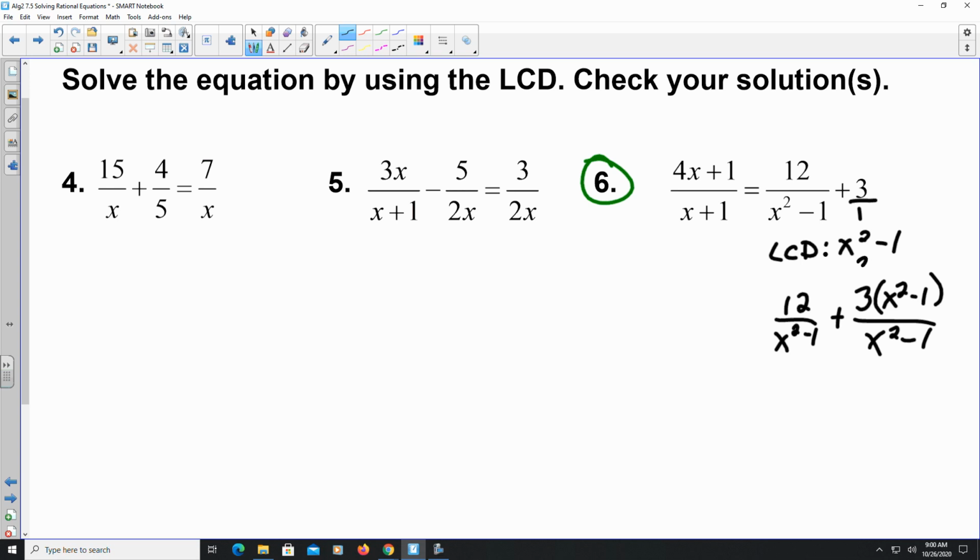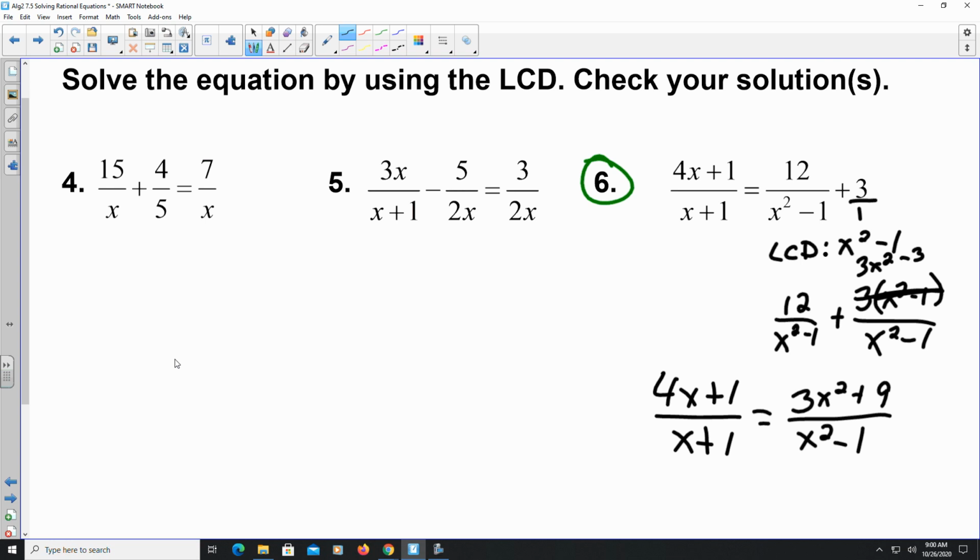When I distribute this, this is going to be 3x squared minus 3, so I just cross that out. So when it's all said and done here, it's going to be 3x squared, 12 plus a negative 3, it's going to be plus 9, and that's all divided by x squared minus 1. That's going to be equal to 4x plus 1 over x plus 1. So now I've got one fraction on the left, one fraction on the right, so now I can do the cross products.